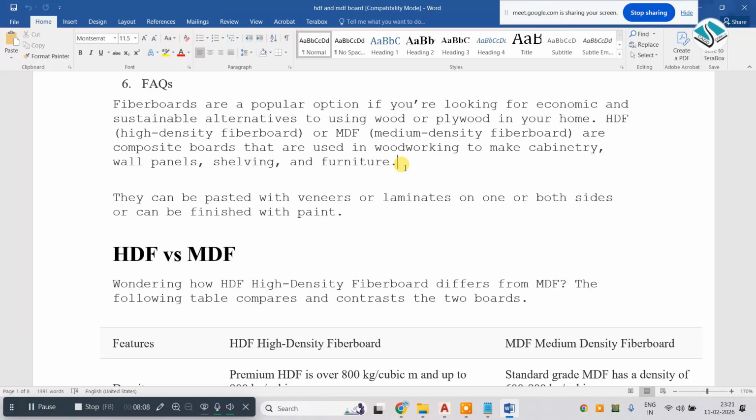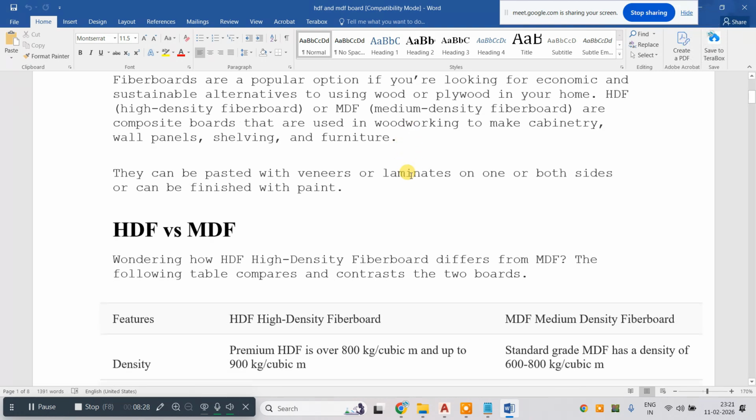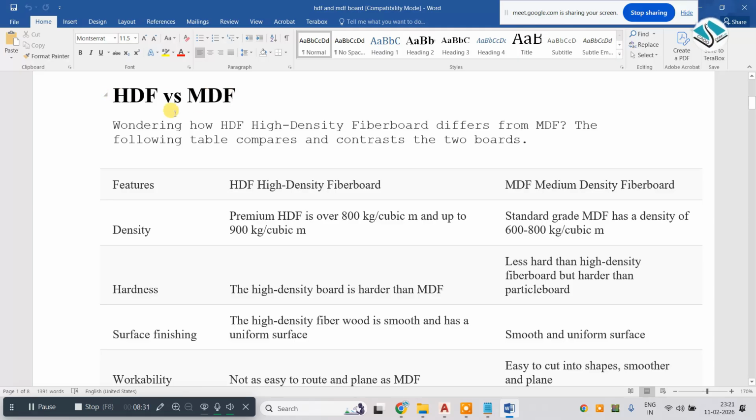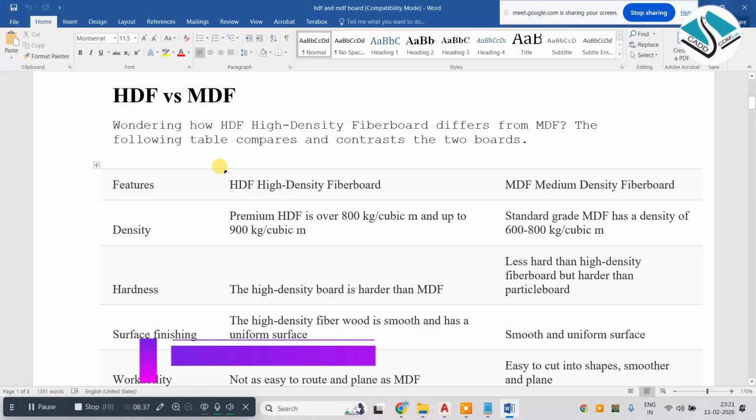So also many times you see different types of wardrobe. On the wardrobe, the upper part is finished with the laminate, or veneer. What laminate and veneer are, we will also see with examples. So what are the HDF and MDF features? Differences of the HDF and MDF.